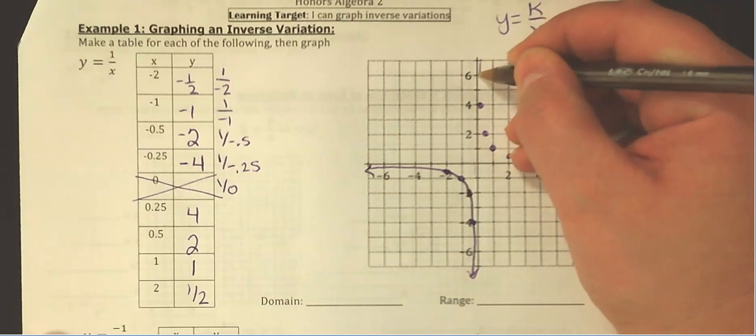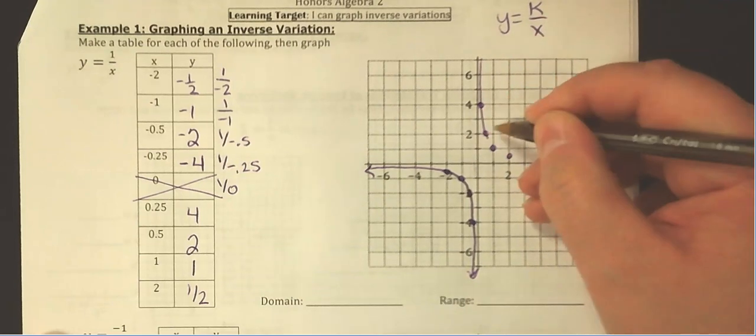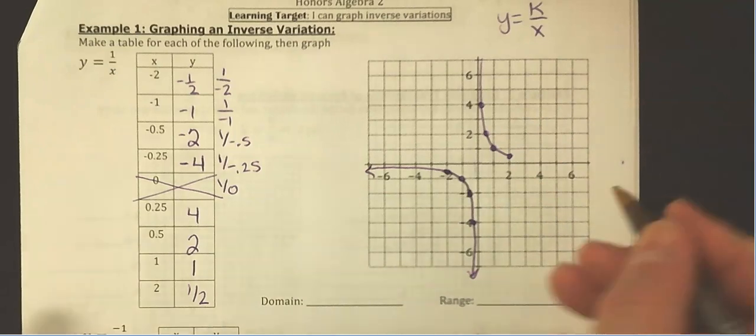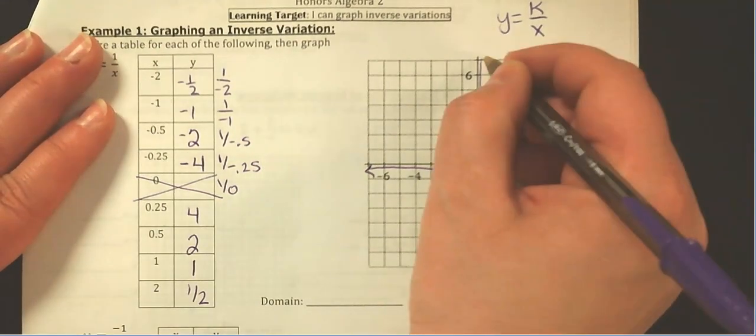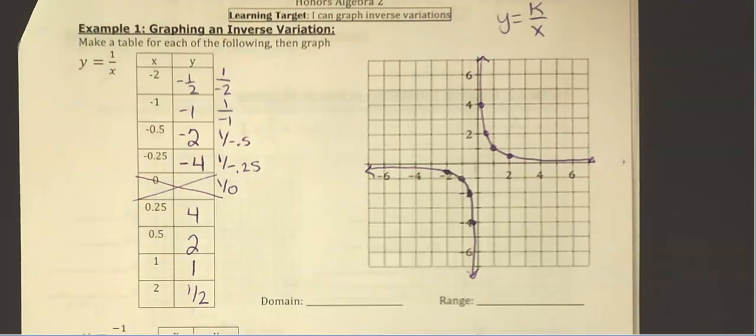And this will be really similar, just going to kind of hug right into the x and y axis, but we're not going to touch it. We're not going to go over it. It's called a branch. Each one of these is going to have 2 branches. And you could plug in more points if you wanted to check, but this is what it's going to look like.